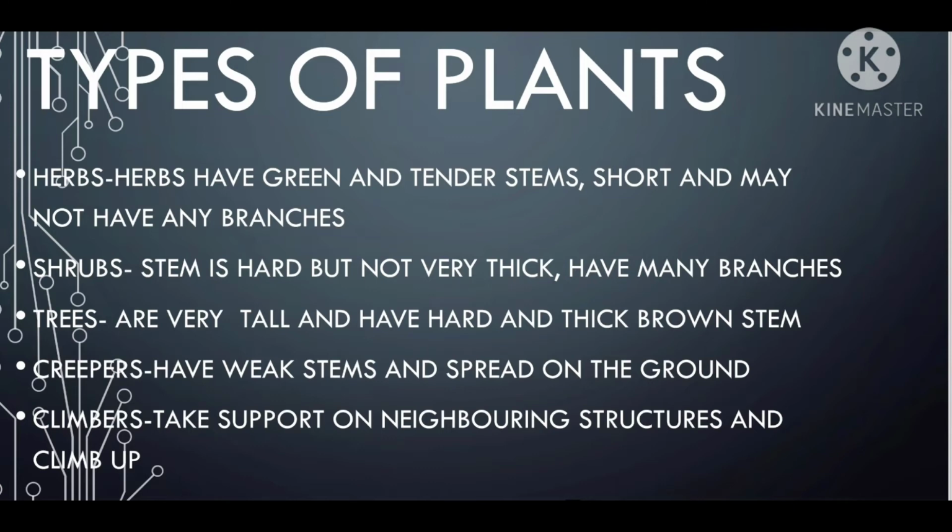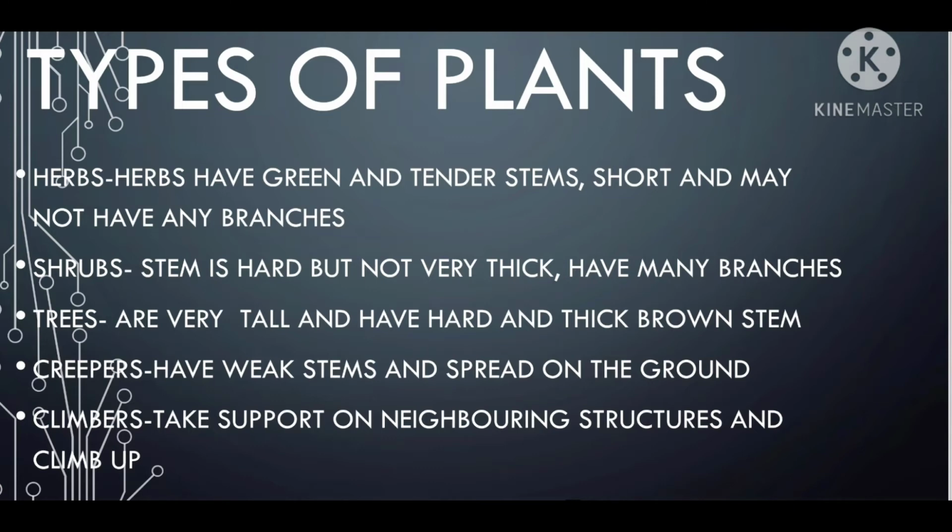Next is trees. Trees are tall plants with a thick, strong stem, which is known as the trunk. They are very, very tall, and they have many branches arising from the upper part of the tree. For example, banyan tree, mango tree, coconut tree, etc. Next is creepers. Creepers have a very weak stem. They grow along the ground and spread on the ground, like pumpkin and watermelon plants.